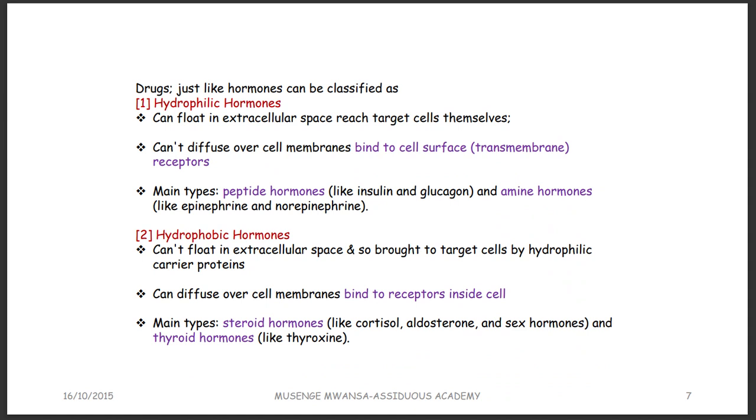So such drugs, including hormones also, we call them hydrophobic hormones. So the hydrophobic hormones or the hydrophobic drugs will bind to the receptors inside the cell. Examples of hydrophobic hormones include the steroid hormones and the thyroid hormones.